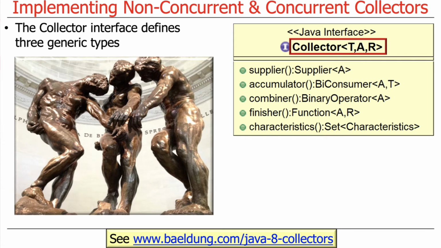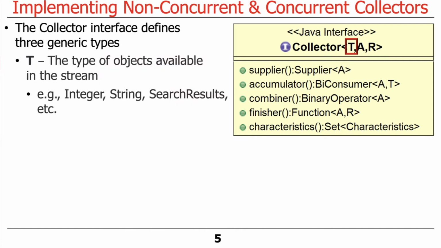A collector is a generic interface, and it takes three generic types whose names are somewhat obscurely called T, A, and R, but once you know what they stand for, it's easy to understand what they mean. So T is the type of object that's available in the stream. If you have a stream of integers, or strings, or search results, or employee records, or whatever your stream is a stream of, then that's what T is.